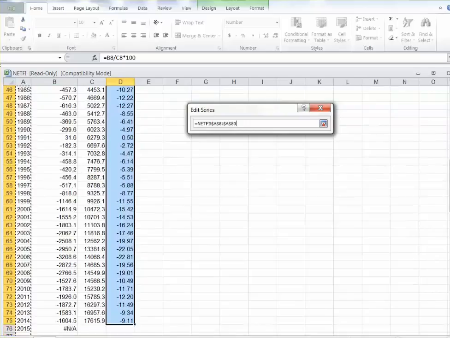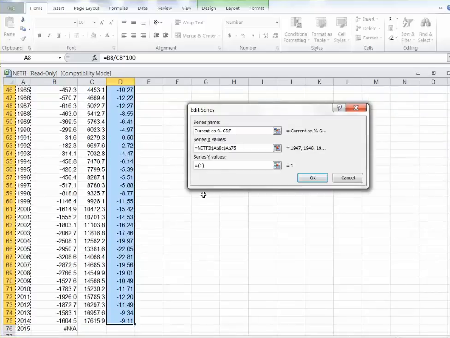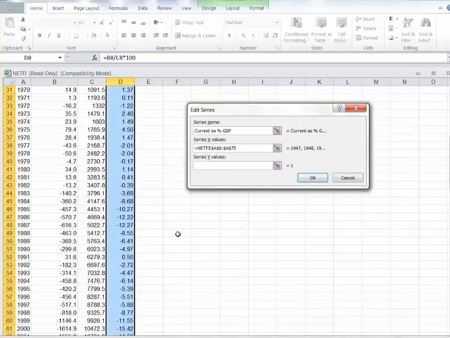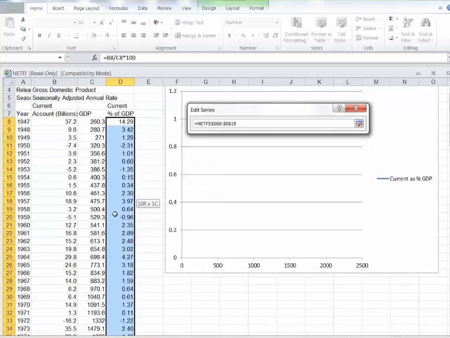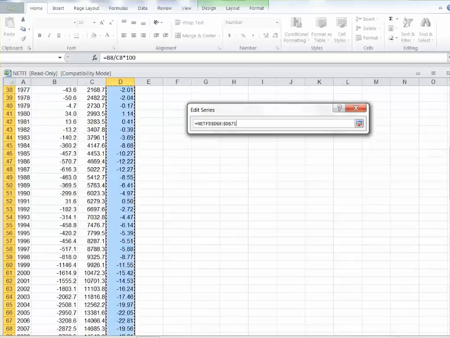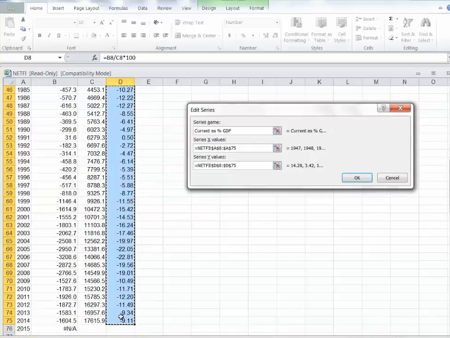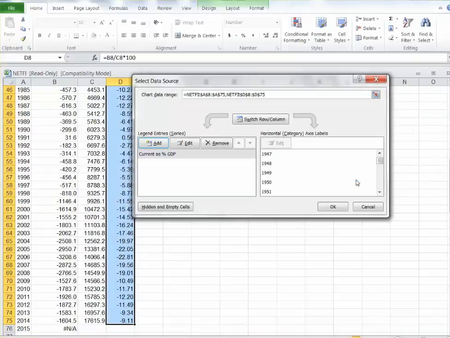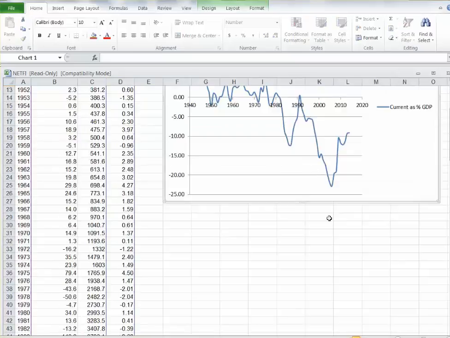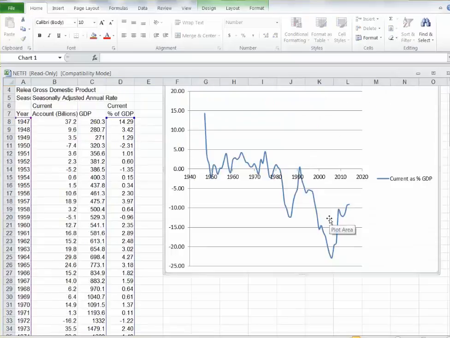Come on, move. Okay, and the Y values now are this data right here. Move. Okay. Now let's see what we have. Now it looks a little different.